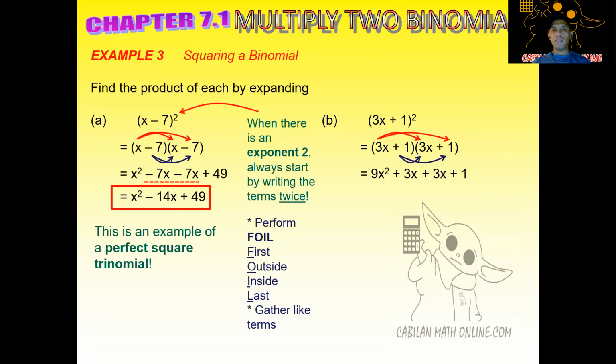And last but not least, again, you should see it's exactly the same thing that we've been doing. Take the two middle terms, which are the like terms, add them together. In this case, our final answer here will be 9x squared plus 6x plus 1.